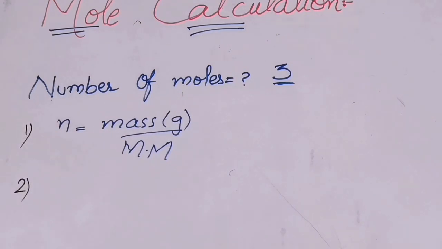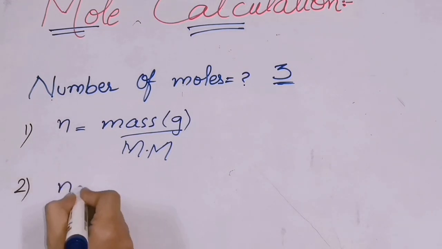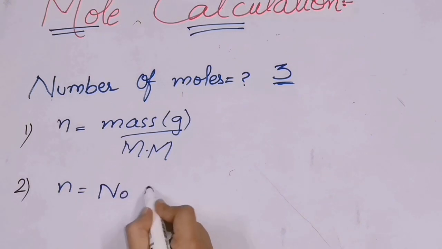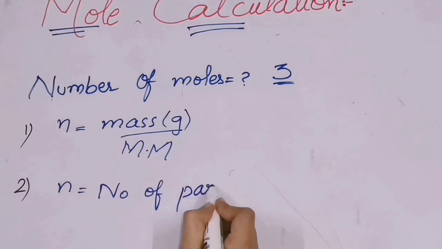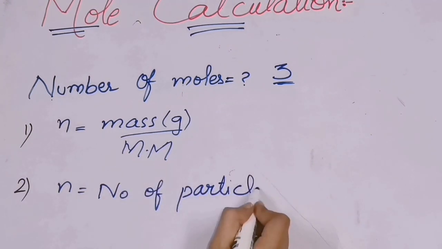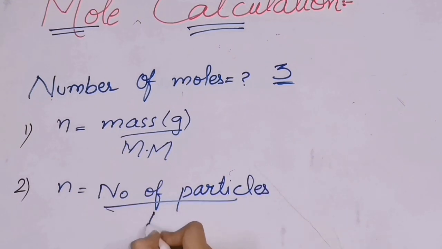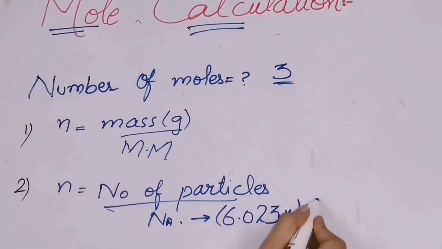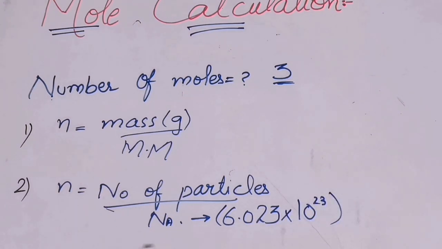The second formula was that number of mole is equal to number of particles divided by Avogadro number. And what was the value of Avogadro number? 6.023 multiplied by 10 raised to power 23. Right? How can you learn this?